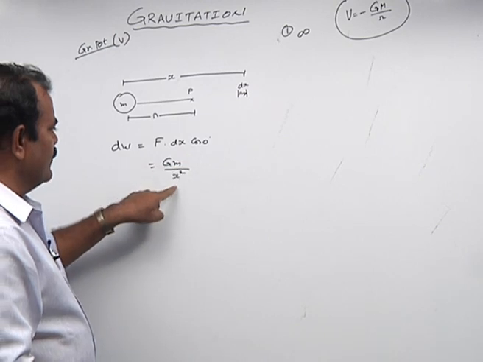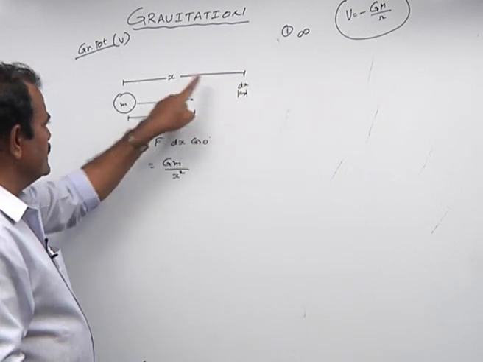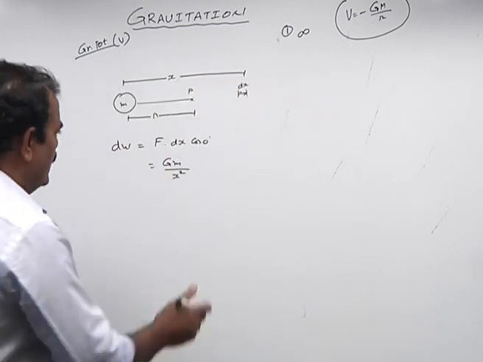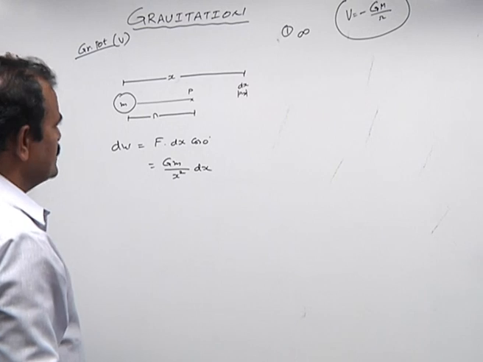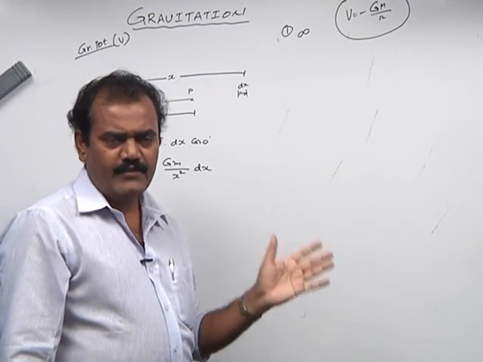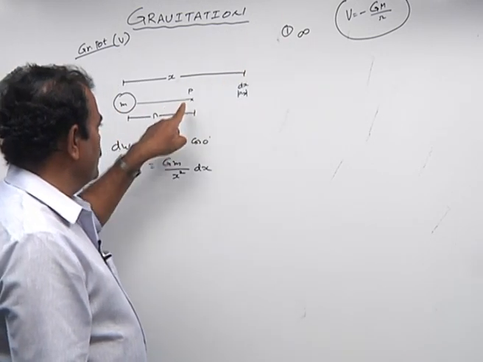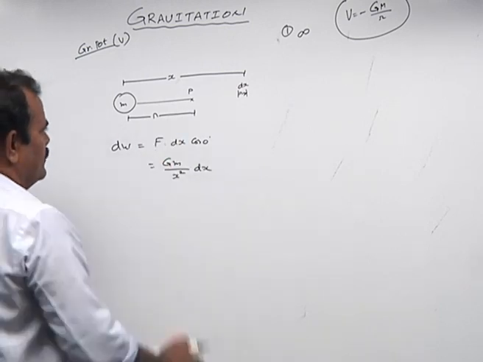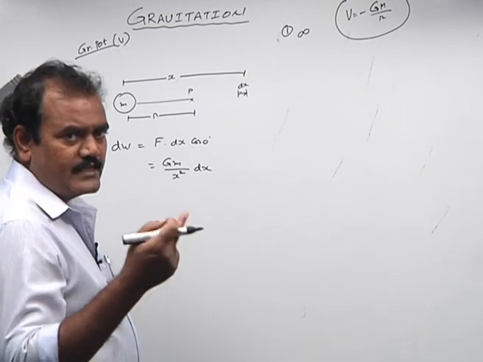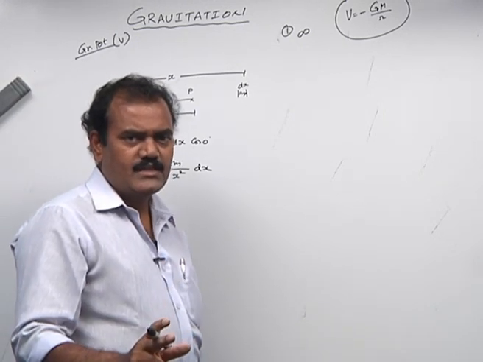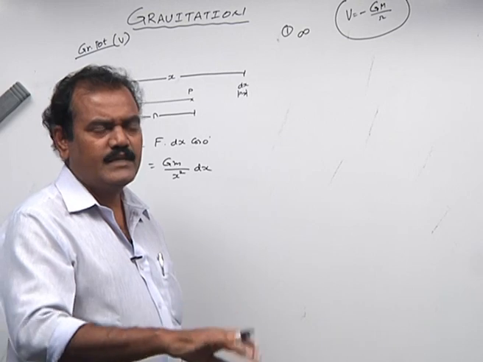G m1 m2 by d square: capital G, m1 is the small m, m2 is the unit mass, and d square is x square here, so GM by x square. And dx is also the distance, like this. Once again, we already know the definition of gravitational potential. It is the work done in bringing a unit mass from infinity to the point P in the gravitational field. First we have to understand the sign convention: work done by the external agency is always taken positive, and work done by the field is taken as negative.